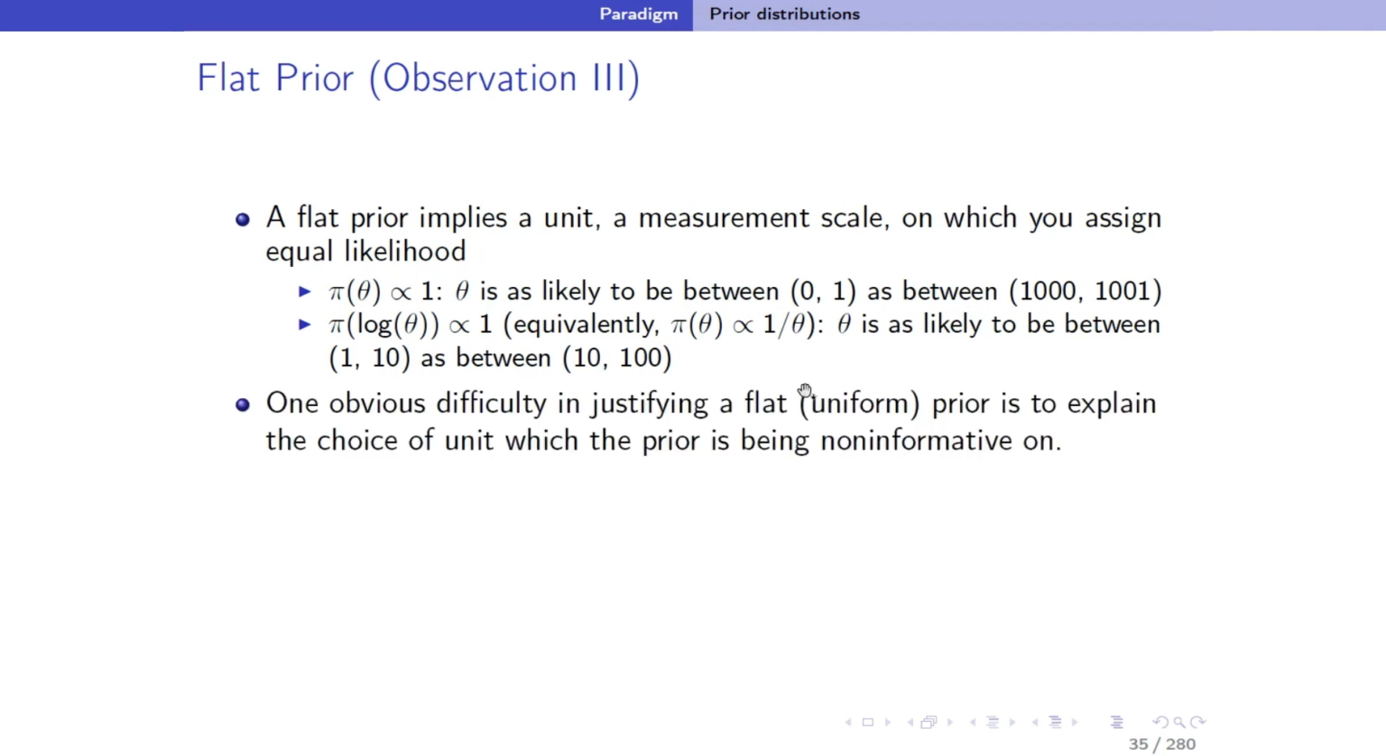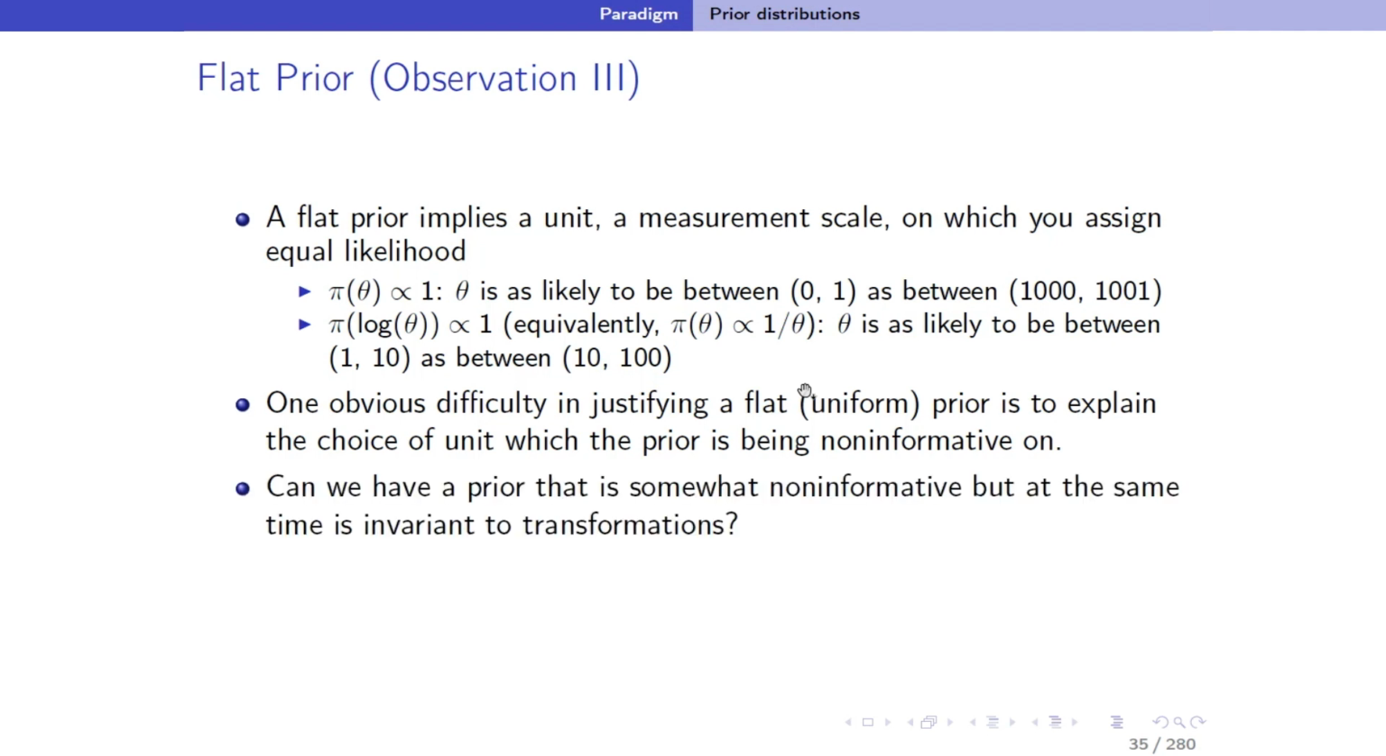One obvious difficulty is that when you pick a specific flat prior, you have to explain the choice of the unit on which the prior is being non-informative. That's a tricky thing to do, and you always have to bear it in mind. And so people will ask, do we have a prior that is somewhat non-informative and at the same time invariant to transformation? The answer is Jeffreys prior.